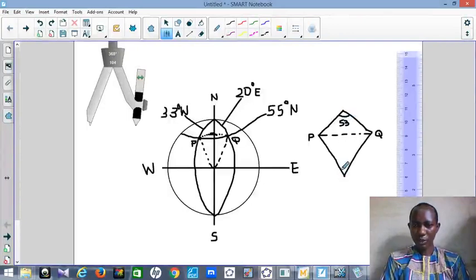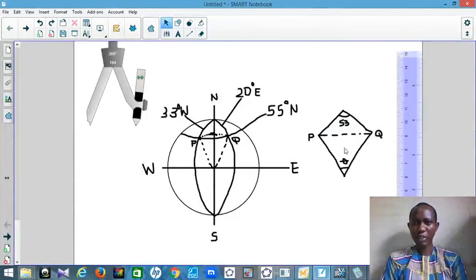So this is the angle we need to calculate now. If we can get this angle, let me call it theta, then it will be easier for us to get the distance between P and Q along the great circle. I think you get it very well. I just wanted you to understand the shape very well. They are all in a circle, and this line is a chord. This line is a chord. So we need to get the length of chord PQ.